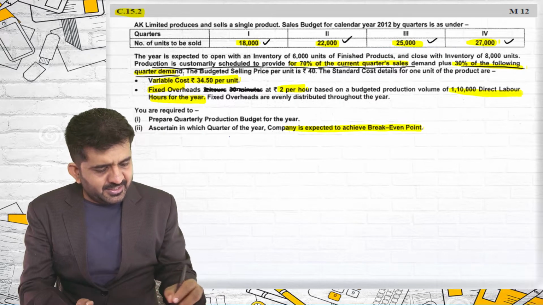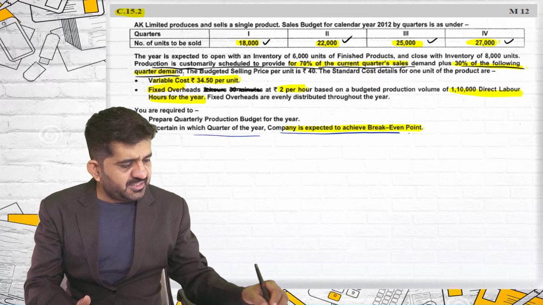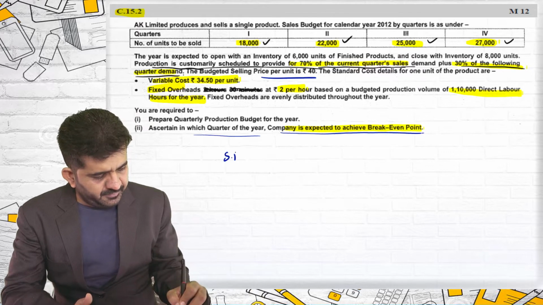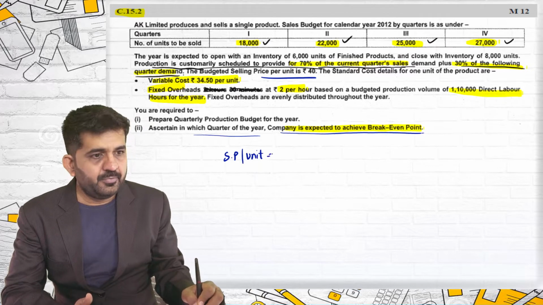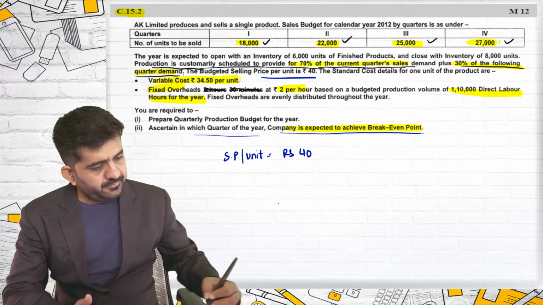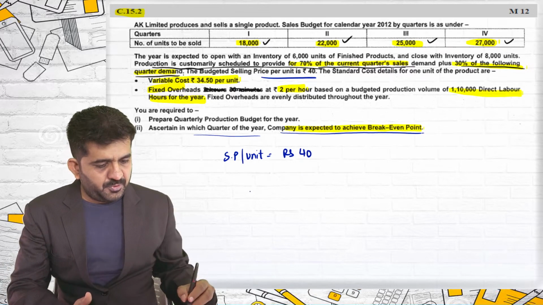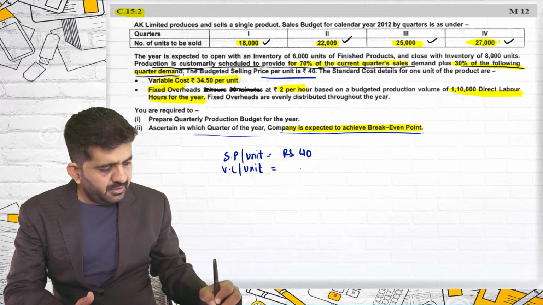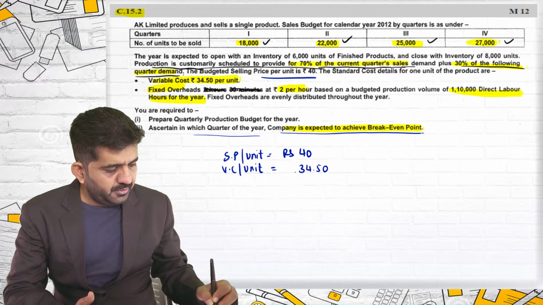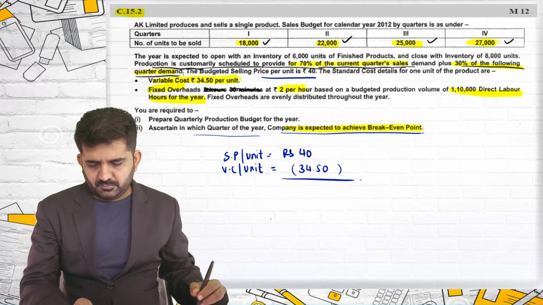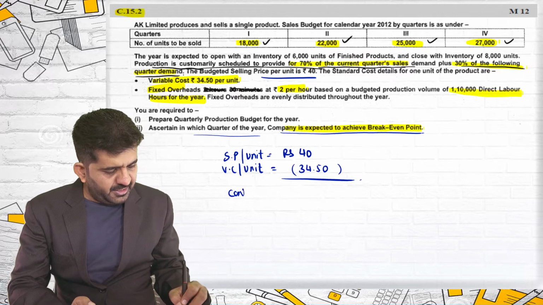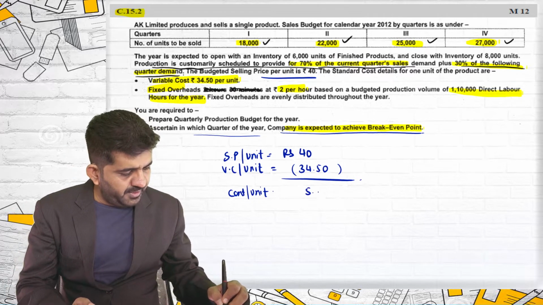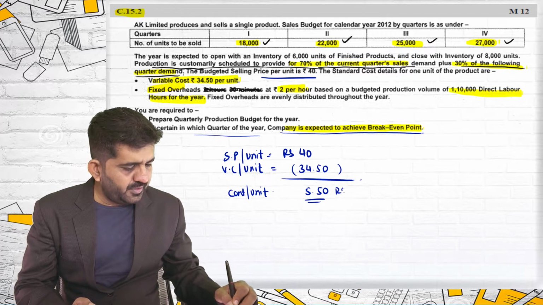Next is ascertain in which quarter of the year the company is expected to achieve break even. What is my selling price per unit? Selling price per unit is rupees 40. Variable cost per unit is 34.50. I will be getting contribution per unit, which is equal to 5.50 rupees.